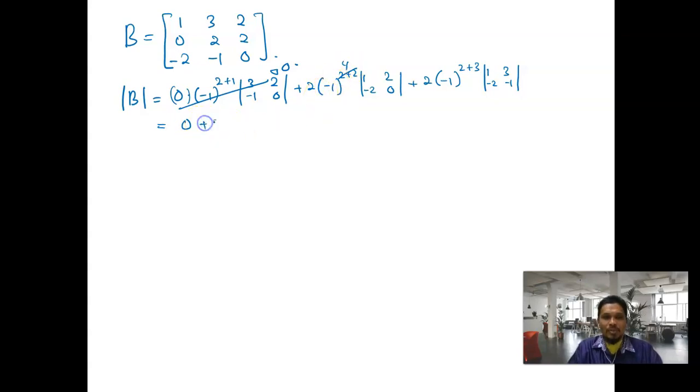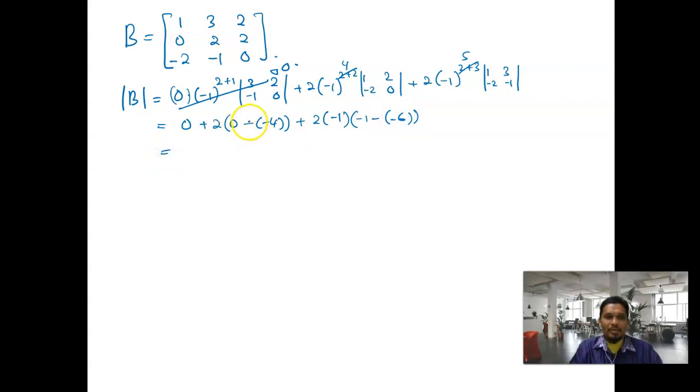So plus with 2, and the minor 1 times 0 equal to 0 minus 2 times negative 2 equal to negative 4. Okay, plus with 2 plus 3 equal to 5. So we got 2 and negative 1. Negative 1 power of even odd numbers, negative 1 here. So 1 times negative 1 equal to negative 1 minus 3 times negative 2 equal to negative 6.